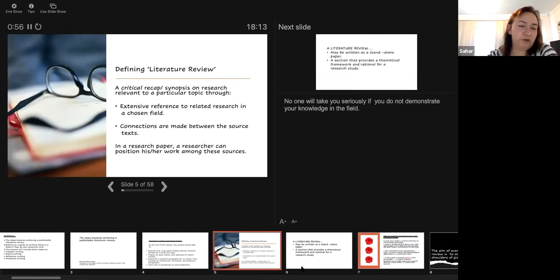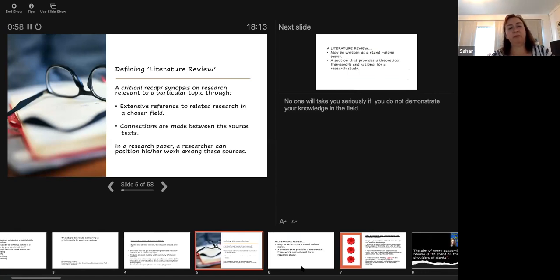So, defining literature review: what is a literature review and what is a paper? The literature review is usually part of the paper, the introductory part of the paper. It is a critical recap or synopsis of the research that is done relevant to a particular topic. So, extensive reference to related research in a chosen field, that is what a literature review is. And then there are connections that are made and a conclusion that is drawn from what you are going to list as your literature review or your introduction.